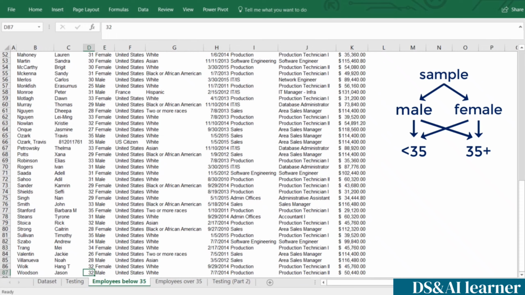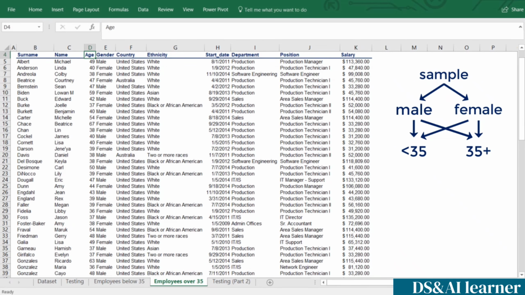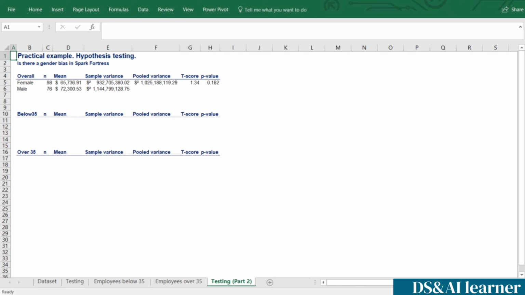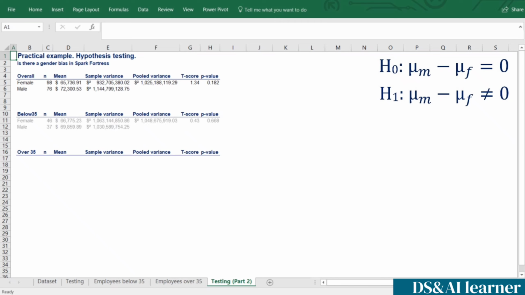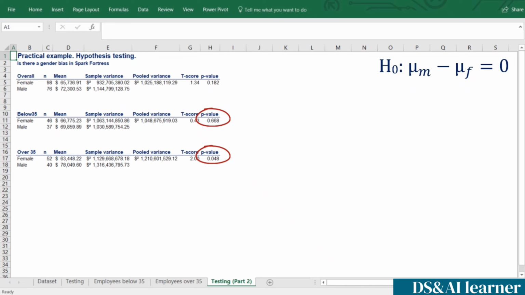I've created 2 more datasets that are based on the original one. Let's run the same tests as before, but this time we will do it on our segmented data. The hypotheses are the same. What we get for these 2 tests is a t-score of 0.43 for employees below 35 and 2.00 for employees over 35. The corresponding p-values are 0.668 and 0.048. What these numbers mean is that in the group below 35, there is virtually no wage gap on a gender basis. The p-value is so big that we may be 100% sure there is no discrimination going on.